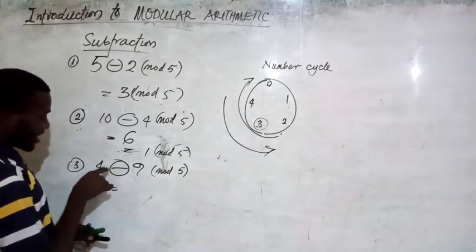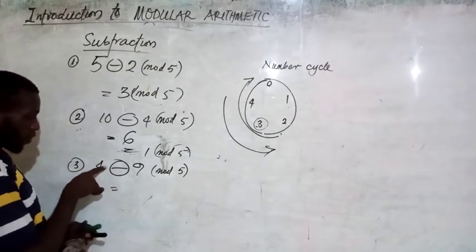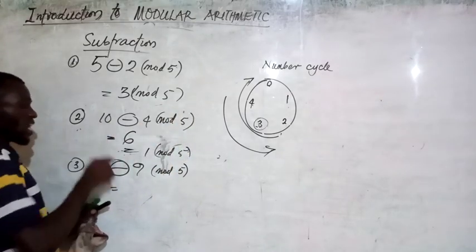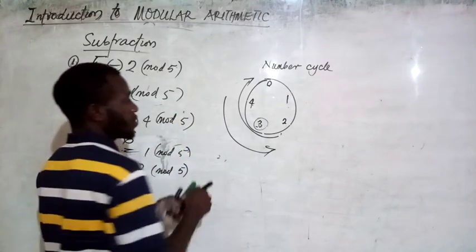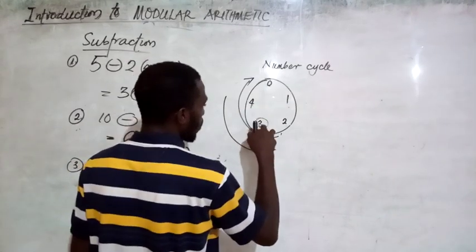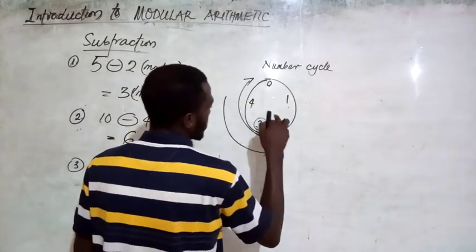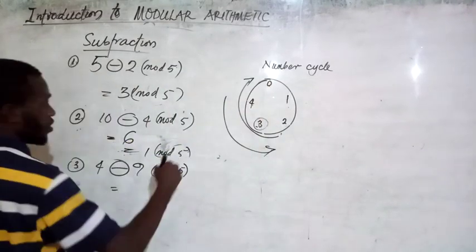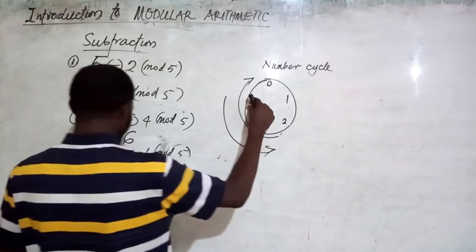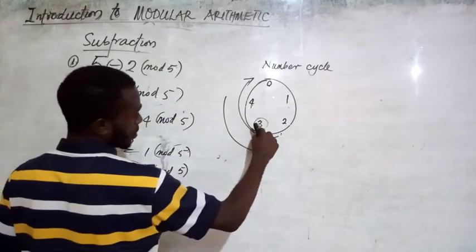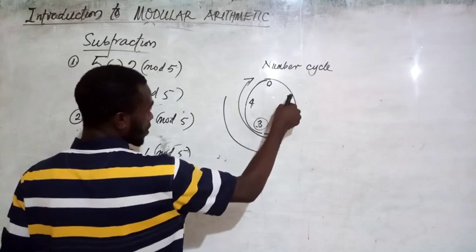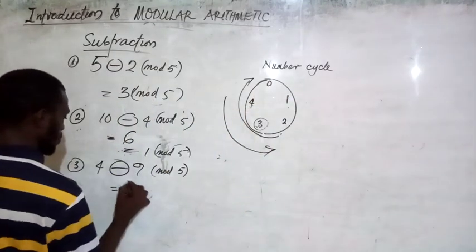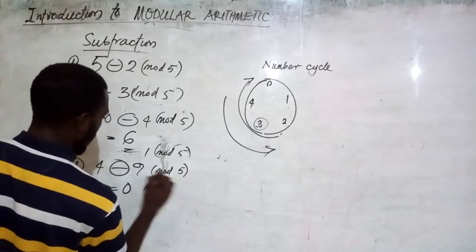You have 4 here. Now, if 4 can be found in the number circle, then very good for you. All you have to do is count anti-clockwise 9 steps from 4. So you say 1, 2, 3, 4, 5, 6, 7, 8, 9. And that gives us 0. So we stop at 0. That will be 0 mod 5.